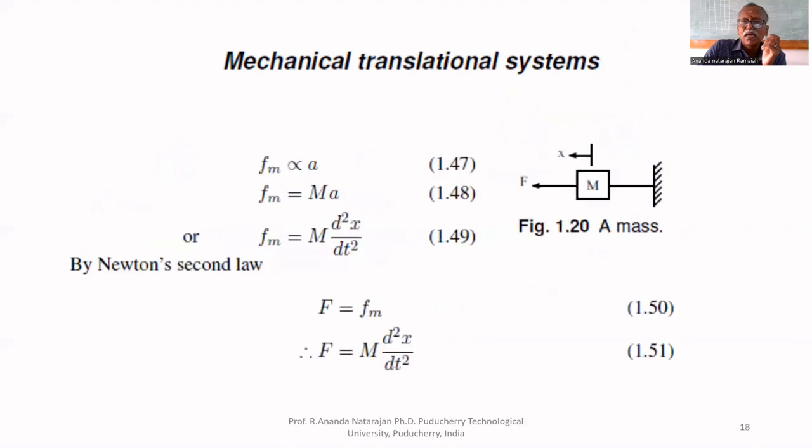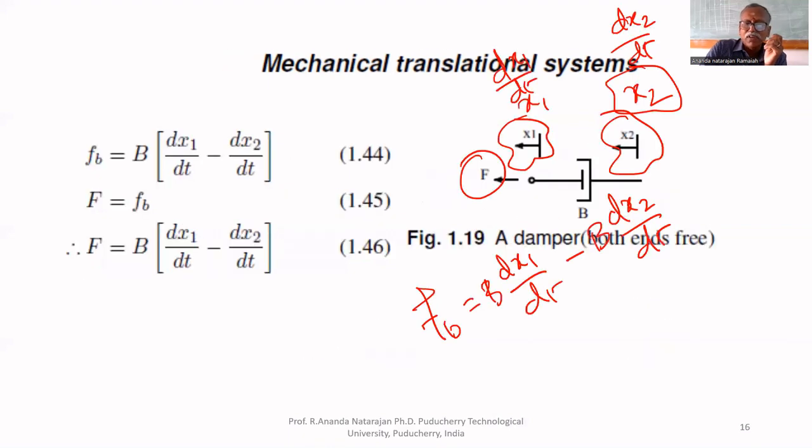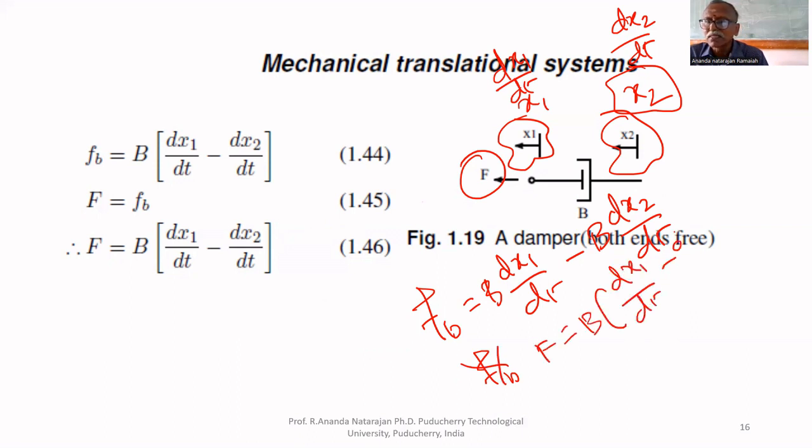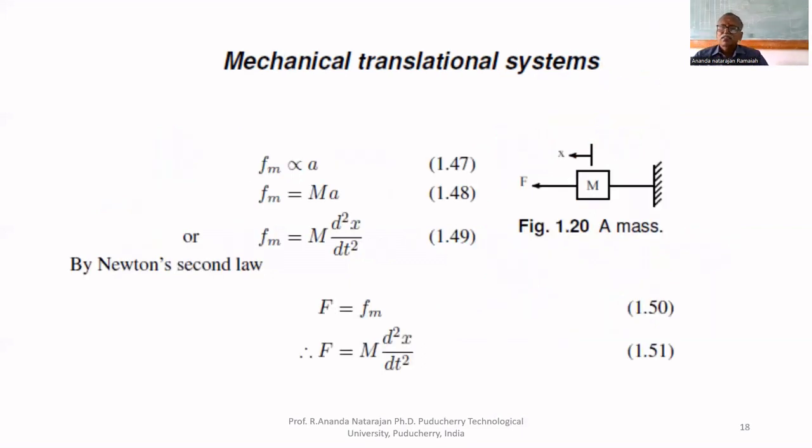So if both ends are free, then the mathematical model is F equal to B times dx1 by dt minus dx2 by dt. That's all. It has no mass, it has no spring effect. Now suppose the mass has only mass effect, no spring effect, no dashpot effect.